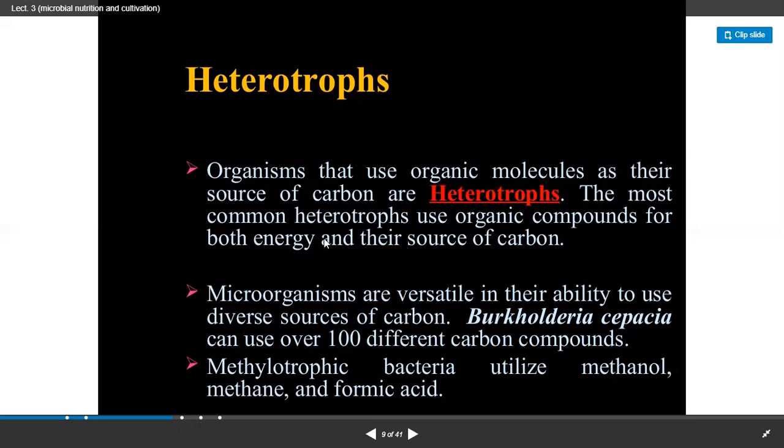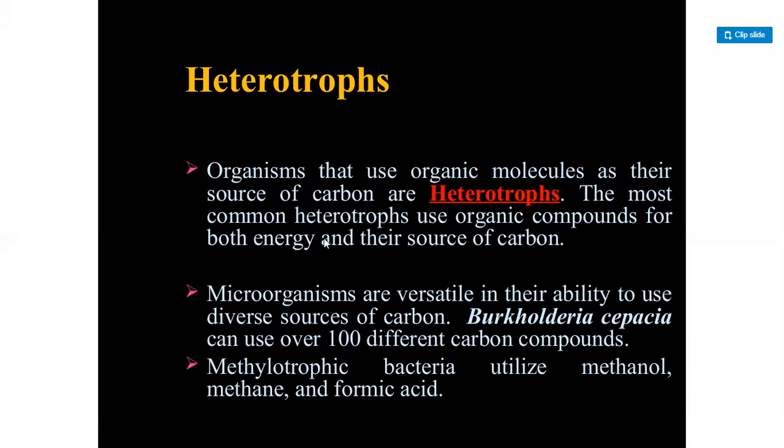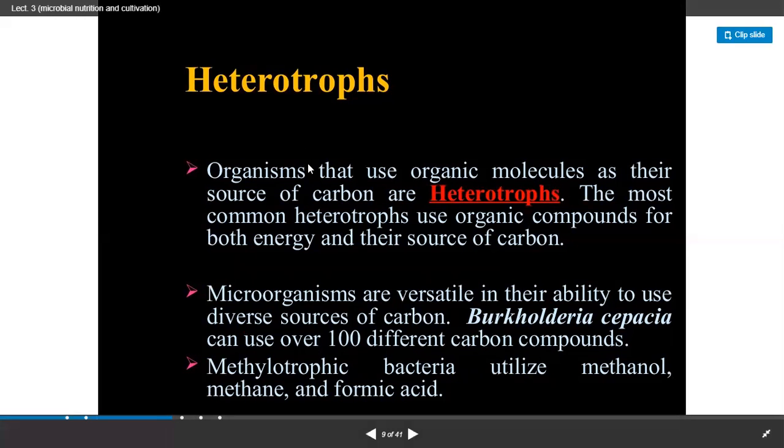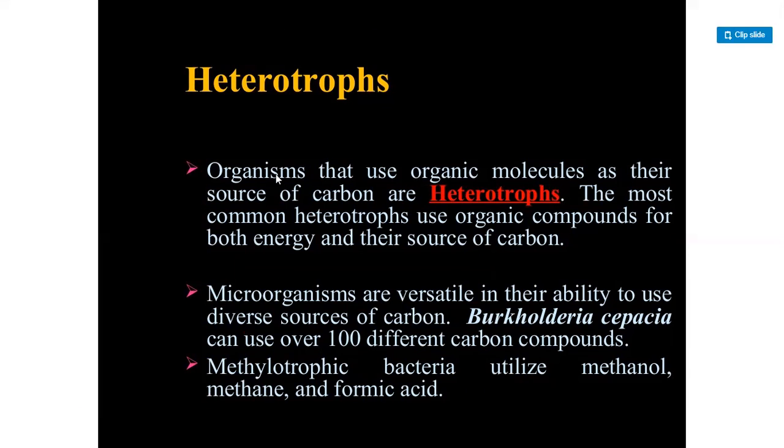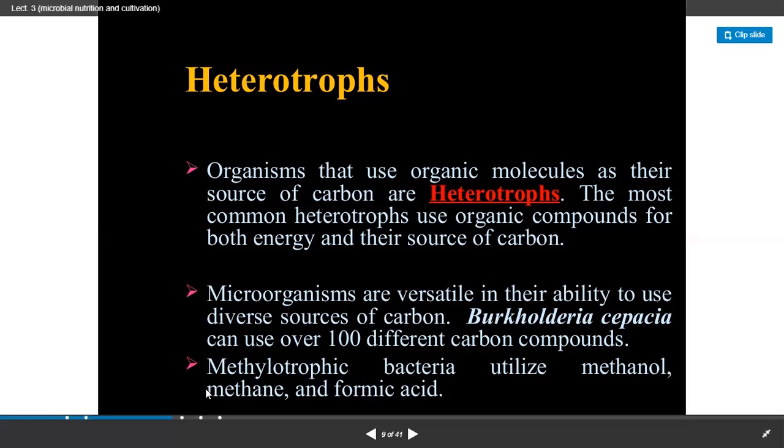Heterotrophs are the organisms that use organic molecules, means carbon. They are not preparing their food; they are utilizing carbon for their food, so they are known as heterotrophs. And microorganisms are versatile in their ability to use diverse sources of carbon. Methylotrophic bacteria utilize methanol, methane, and formic acid.